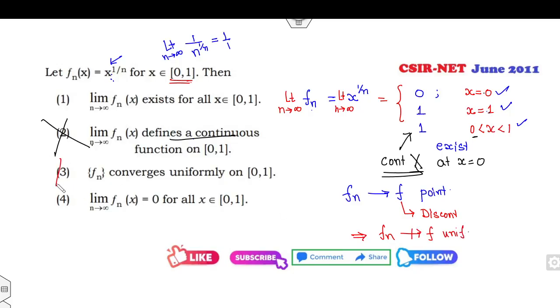So this third option is also cancelled. Fn converges uniformly is wrong because f is my discontinuous function. The limit of the fn is 0 for all x. Clearly, this is not true for all x. The limit of the fn exists, you can see, because in all these three cases the limit exists. The first answer is correct.